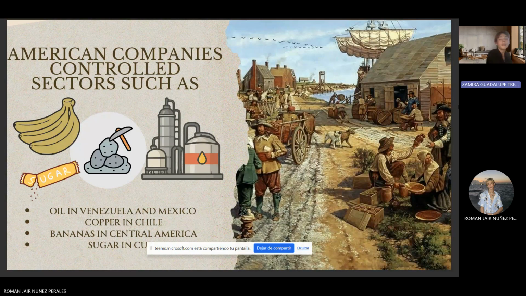many countries. And as we previously mentioned, American companies invested in sectors such as oil in Mexico, as also in Venezuela, copper in Chile, sugar in Cuba, and bananas in Central America, which, as I previously mentioned, was one of the main trades through those years.